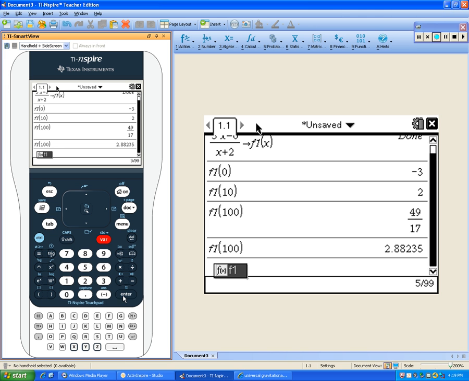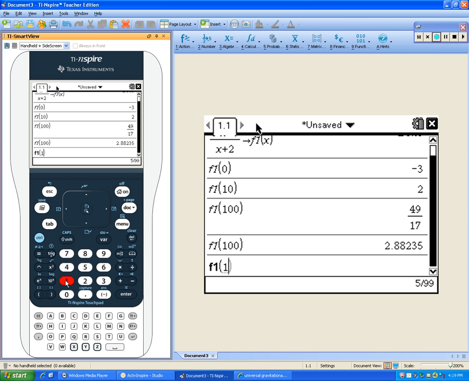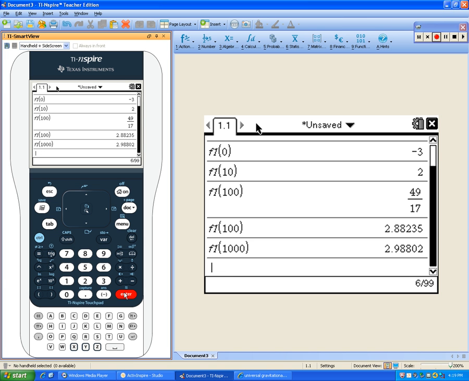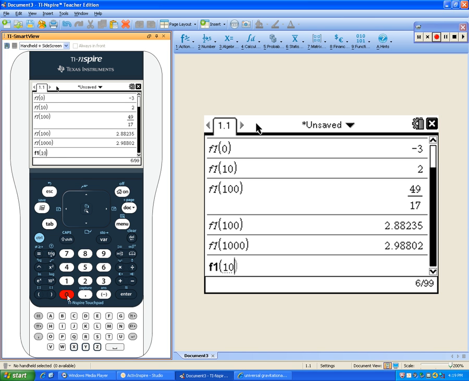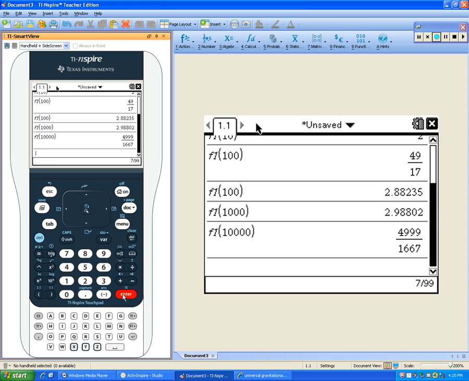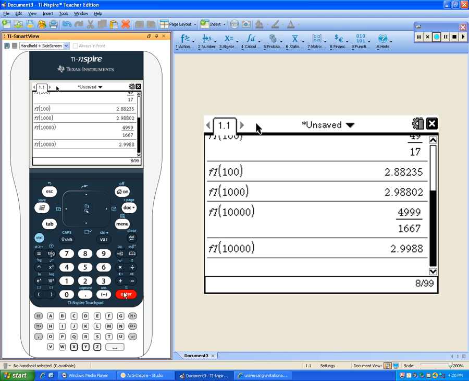And then f1 of 1,000. Control Enter. 2.988. And then how about 10,000? There you are in decimal form. All right, so 2.9988. As we continue to let x get larger and larger and larger, the function value will get closer and closer and closer to 3.